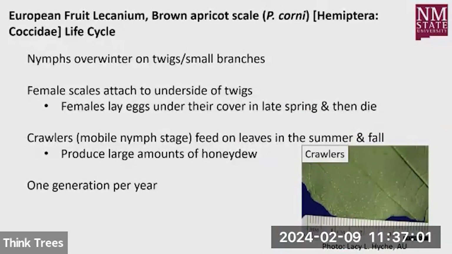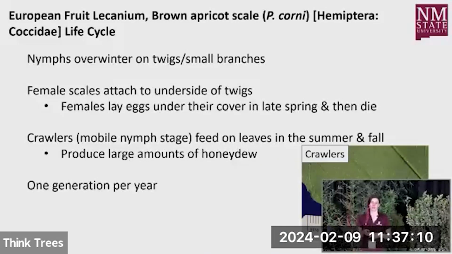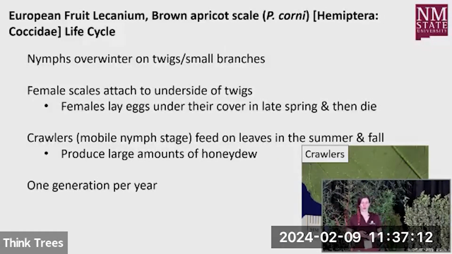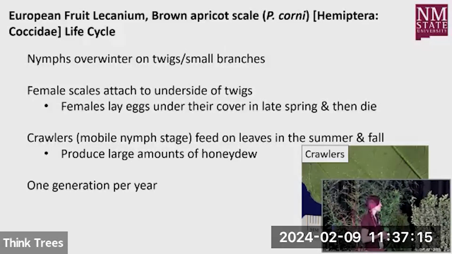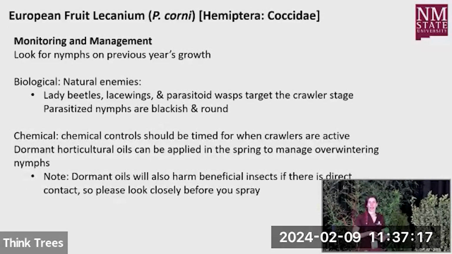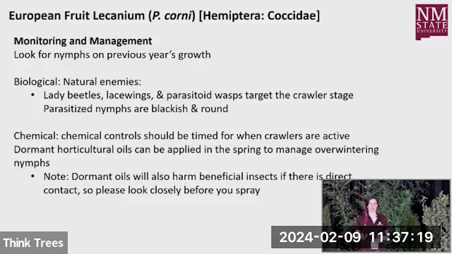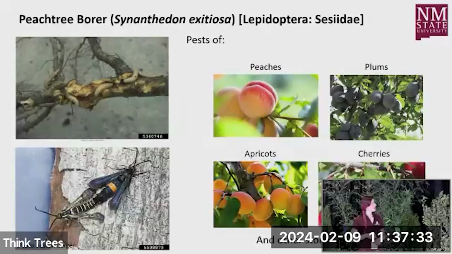So the nymphs overwinter on twigs and small branches, and the females lay eggs on the underside of their covering so that they're protected. The crawlers, again, that's what you're going to want to target. But thankfully for these, they just have one generation per year. And yeah, just keeping those trees healthy and happy. They do have natural enemies, those lacewings, those lady beetles. A lot of things like to eat them. And there are chemicals, as I mentioned, but again, they target the crawlers, so read the label.